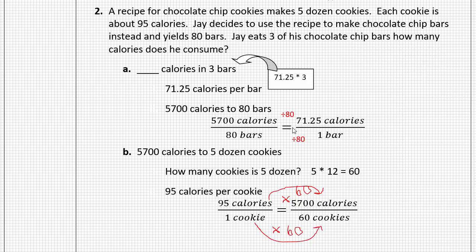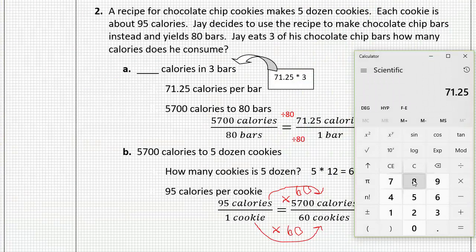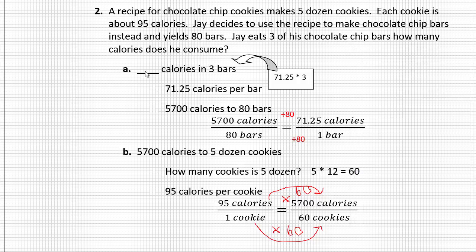So now that we know that there's 71 and 2500ths calories per bar, we just have to multiply that by 3 to get our final answer. Let's go ahead and calculate that out. So our final answer is that he would consume 213 and 7500ths calories in 3 bars.